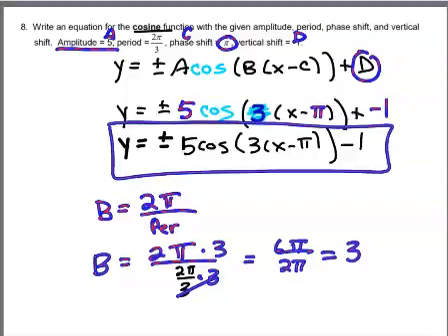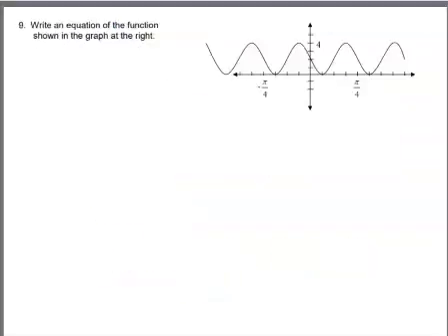Now, again, we put plus minus because when we write the equation, it doesn't tell us if it's a positive cosine or a negative cosine. I think in the answer key, it doesn't have plus minus in front, so it's not a huge deal, but really we should put plus minus because we don't know for sure which one it is.